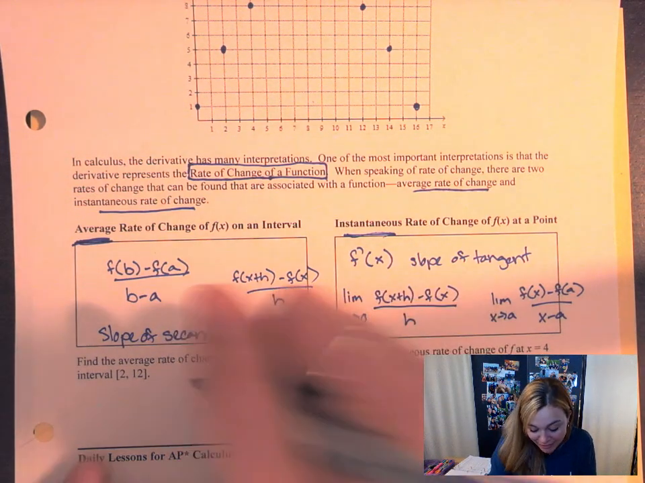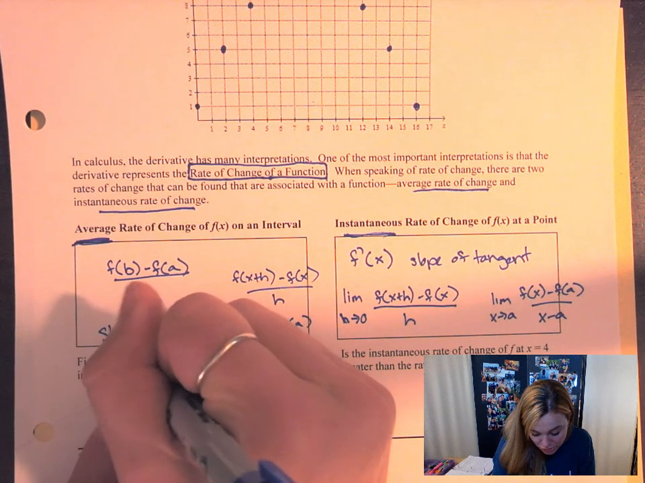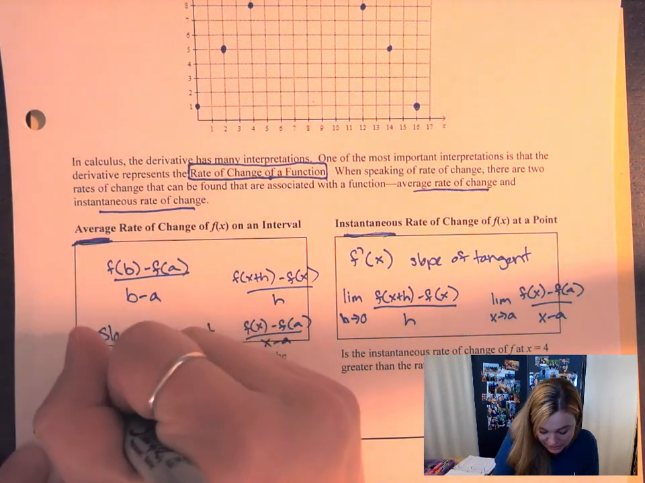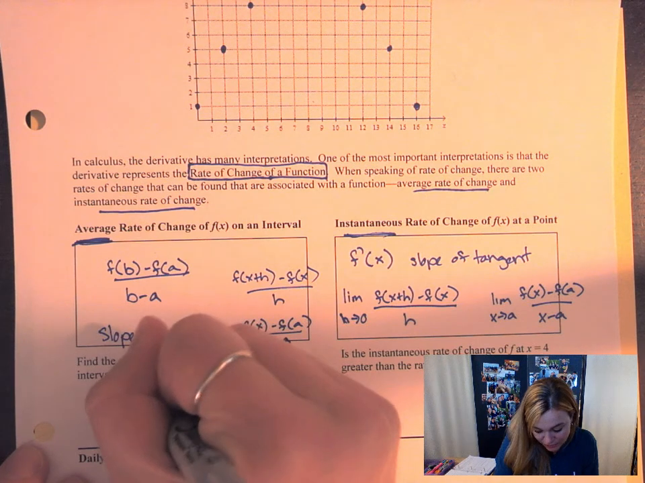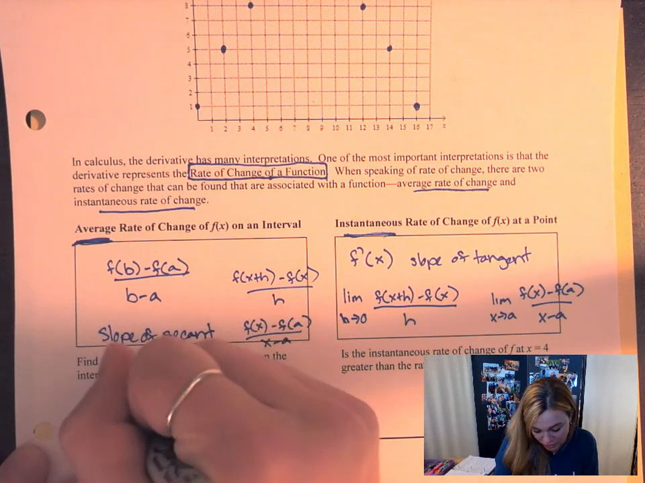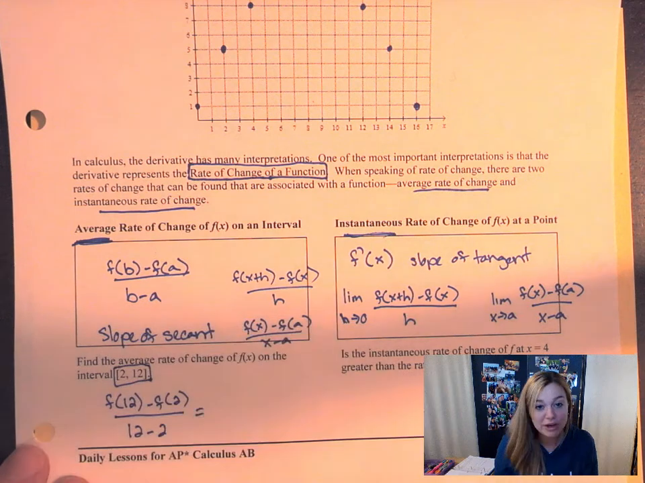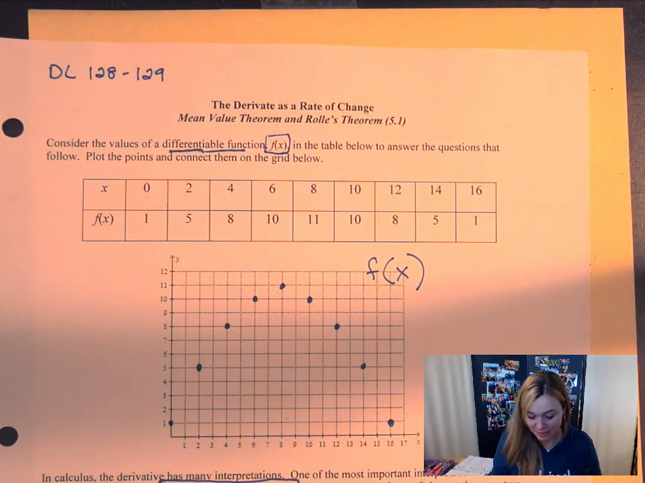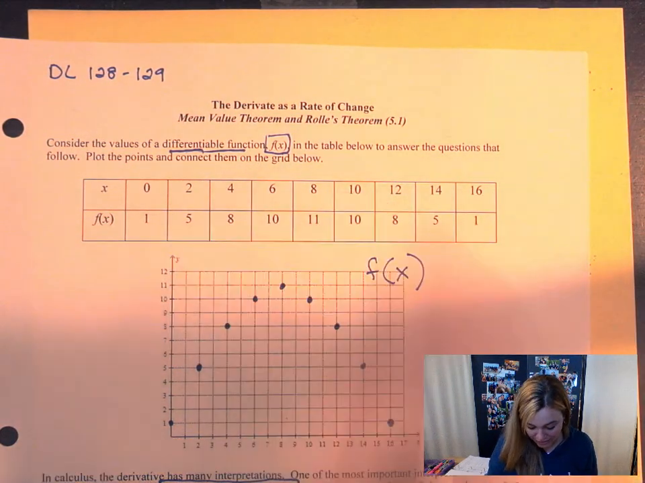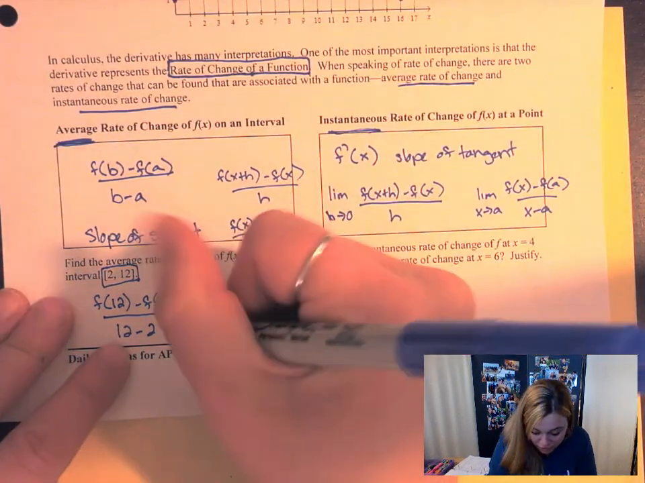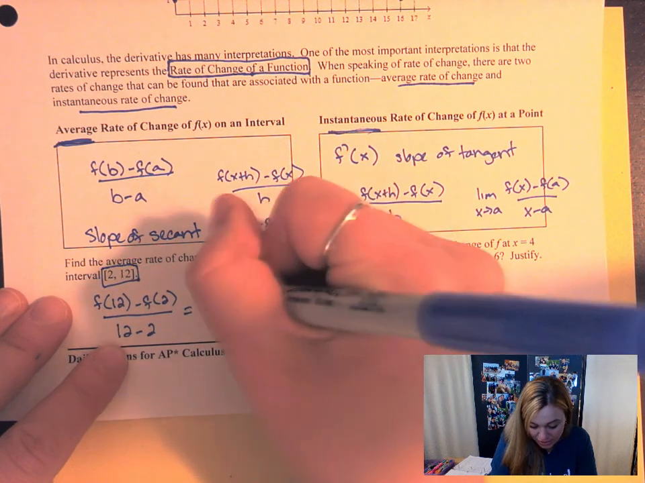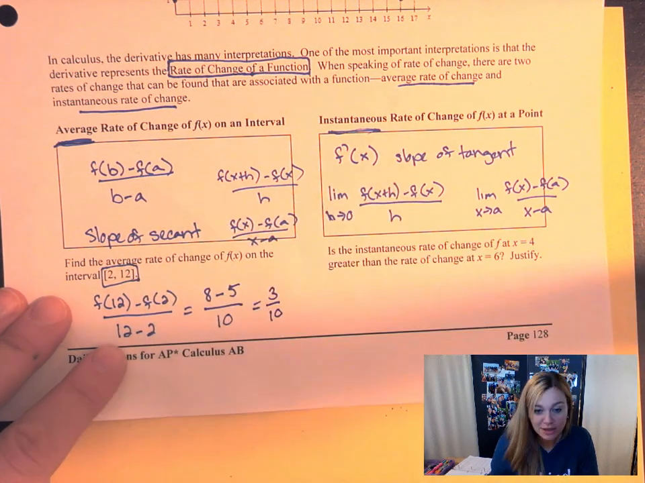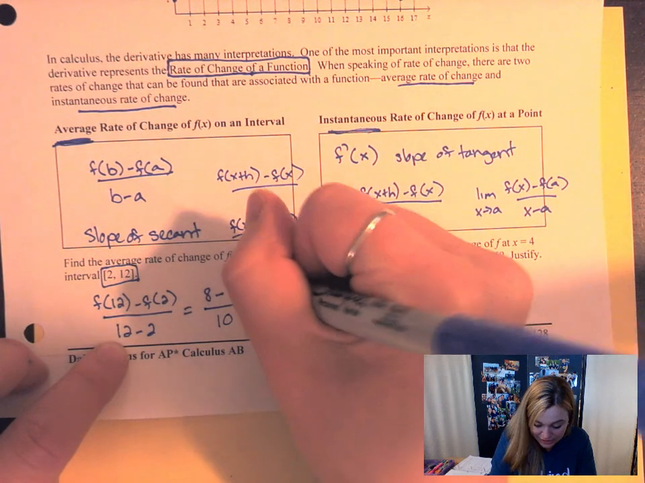If I want to find the average rate of change on this interval from 2 to 12, what I would do is I would say f of 12 minus f of 2 over 12 minus 2. So the same way you would have a long, long time ago, f of 12 is 8. I'm going to move this down a second. F of 2 is 5. 12 minus 2 is 10. 8 minus 5 is 3 over 10. So I have an average rate of change of 3/10.